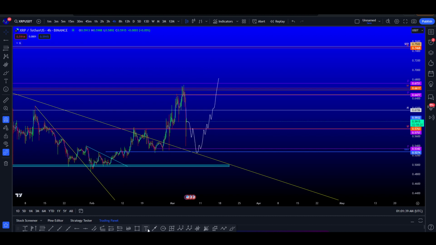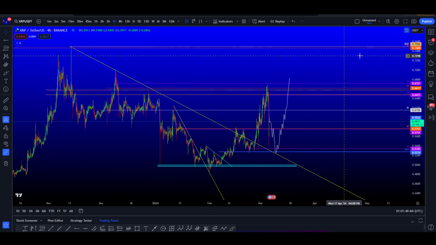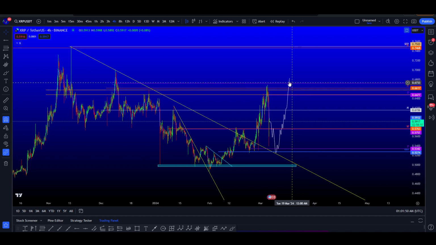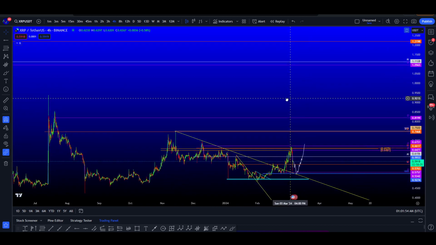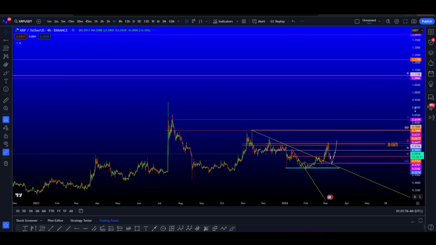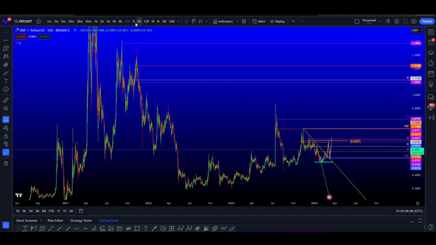Now, once we do flip that level, obviously the next level to keep in mind would be the 75 cent range, right? So that was actually the high of this little impulse up here. So 75 cents, psychological level, and also a very important level. And then where do I see price really getting into some major resistance? So let's go ahead and zoom out a little bit.